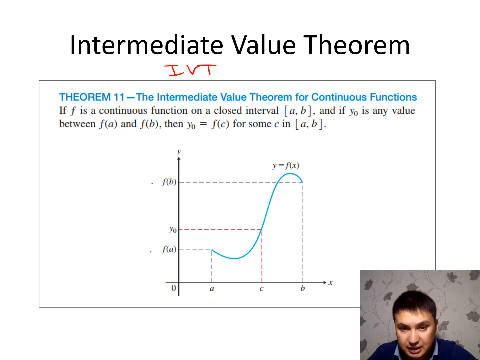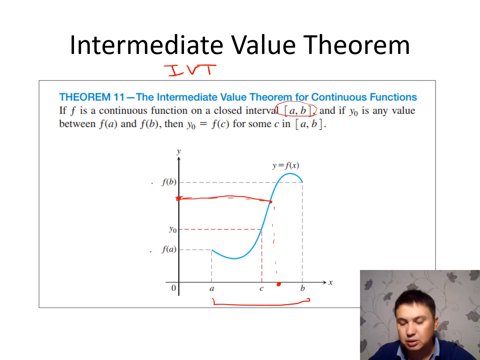Then it says there exists some c in this domain. I can find a c in here that assumes this y0. So f of c is equal to y0. So its intermediate value exists, right? So if I pick another one, like here, then the theorem tells you there is some point here whose value will be equal to this one. Okay, so this is the intermediate value theorem.